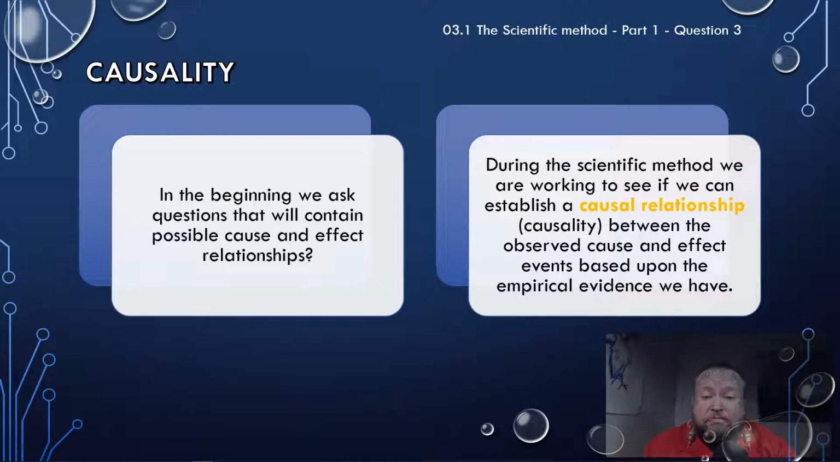Now, with causality, we can ask questions that will, as we talked about before, contain cause and effect relationships. And throughout all of this, we're trying to establish that causality relationship, what I was just talking about. And this is all done based upon the empirical evidence that we have. So we have a cause and effect in our question. It's going to be the key part, built into our hypothesis and our predictions. We're going to be going through an experiment and gathering that empirical evidence, again, that measurable, observable evidence that other people can also verify. And we're using that evidence and analyzing it to then say, okay, do I have a causal relationship between our cause and effect, by accepting or rejecting our actual hypothesis?